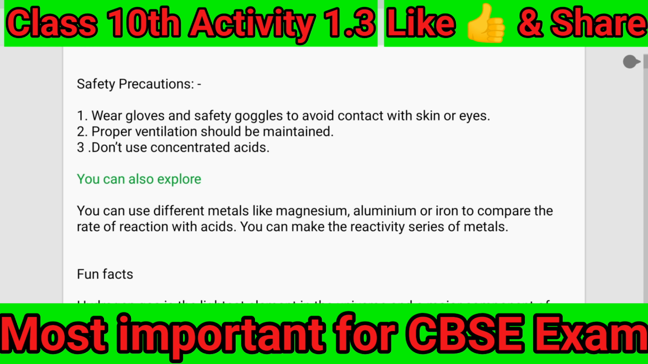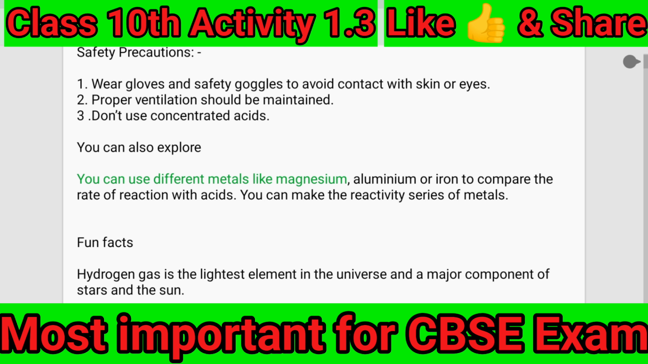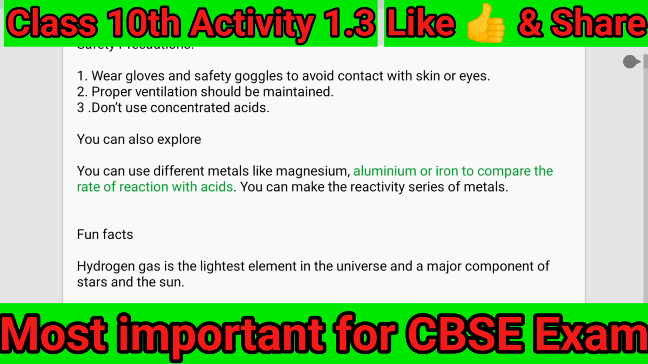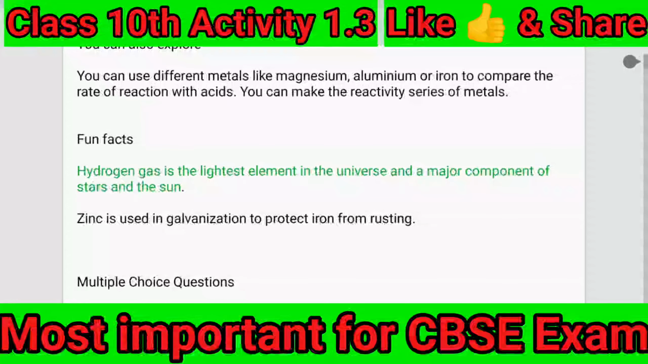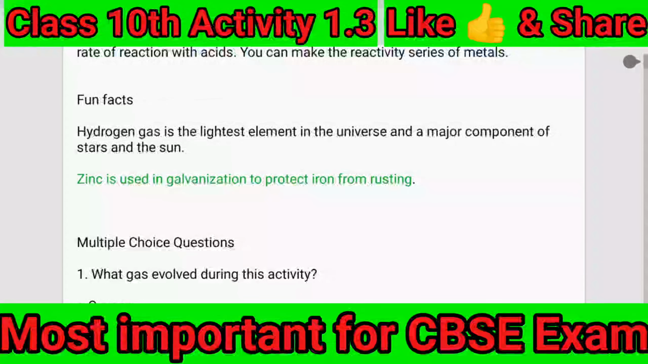You can also explore: you can use different metals like magnesium, aluminium or iron to compare the rate of reaction with acids. You can make the reactivity series of metals. Fun facts: hydrogen gas is the lightest element in the universe and a major component of stars and the sun. Zinc is used in galvanization to protect iron from rusting.